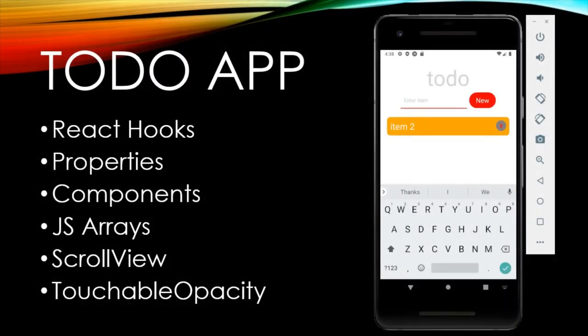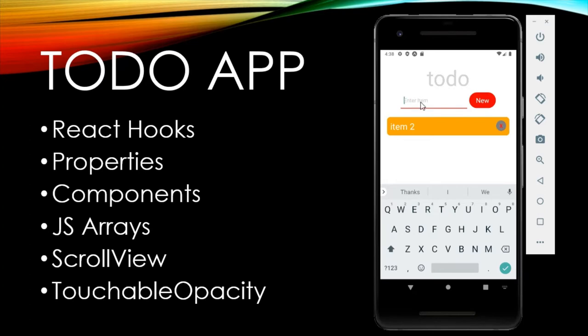In this video, we will be developing a small to-do app in which we will be using the text input, scroll view, touchable opacity. We will be creating our own custom component. We will see how we can send the props from the parent component to the child component. We will be maintaining the React hooks. These are a few concepts that we have learned. We will combine those concepts and learn some new concepts in the development of this to-do app.